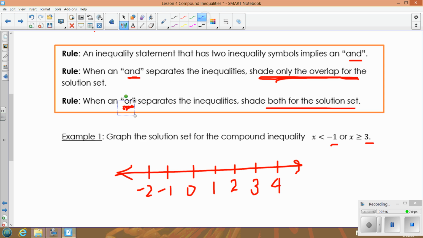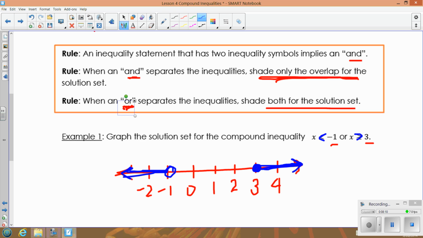So if x is less than -1, it's going to be an open circle. My shading is going to the left because I need to be less than -1. If x is greater than or equal to 3, it's going to be a solid circle, and my shading is going to go to the right. Remember, you can look at the direction of the arrows to kind of help you with this too.